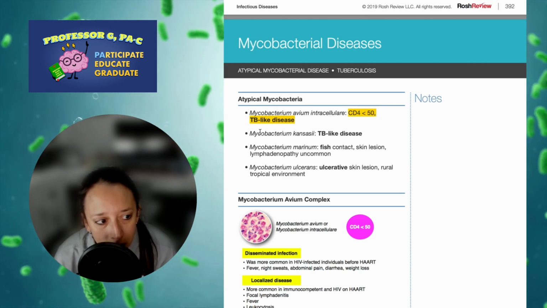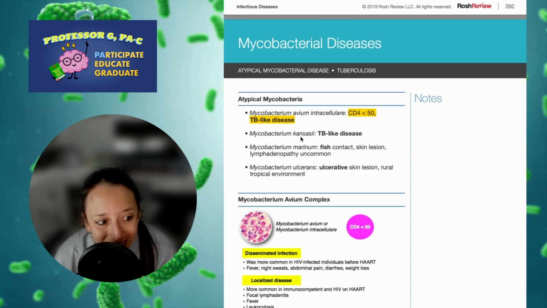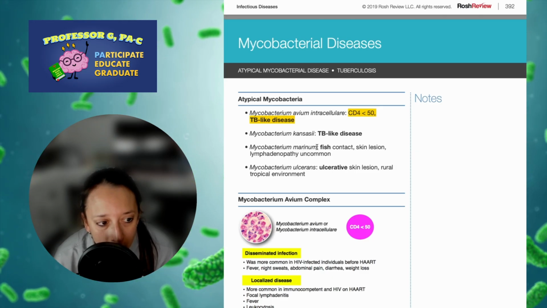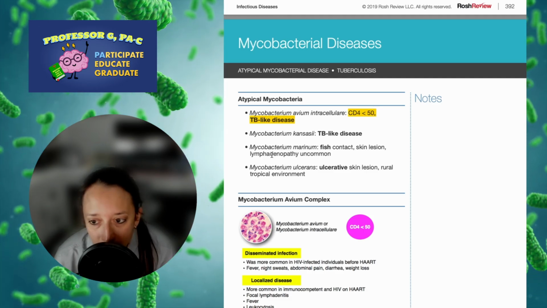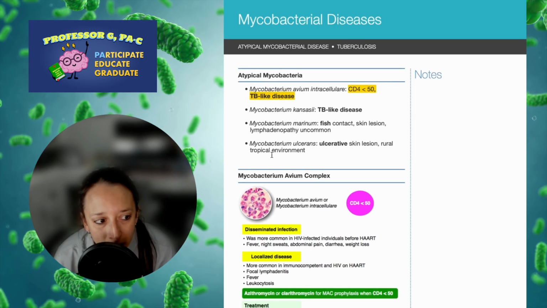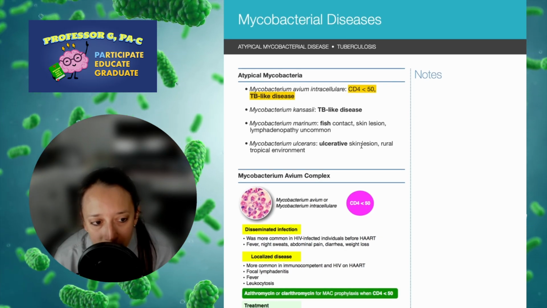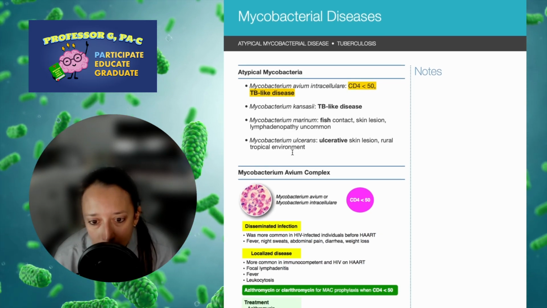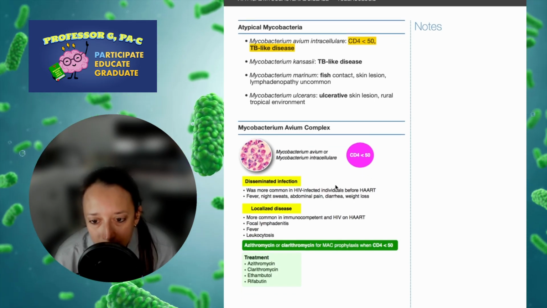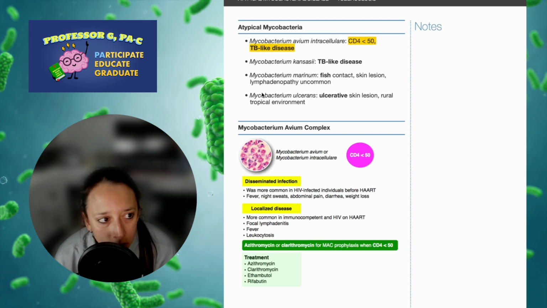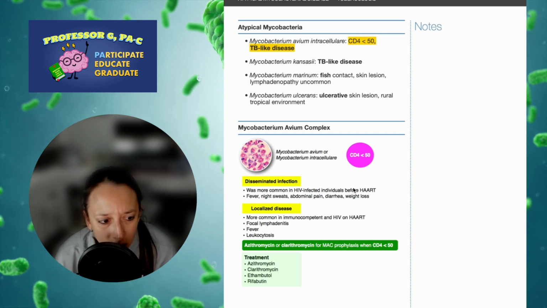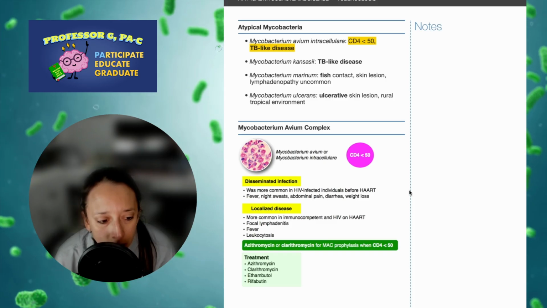There are some other ones. There's Mycobacterium kansasii, and that's a TB-like illness. There's Mycobacterium marinum. That's fish contact, skin lesions, lymphadenopathy in an aquatic environment. And then there's Mycobacterium ulcerans, which causes ulcerative skin lesions in rural tropical environments. I would just be vaguely familiar with this. You don't have to take a deep dive into it, but just know that it exists. Look for that CD4 count in an HIV patient, especially someone who's not on HAART therapy consistently.